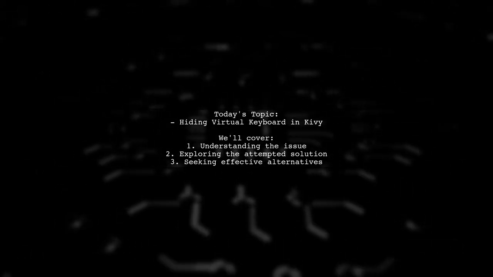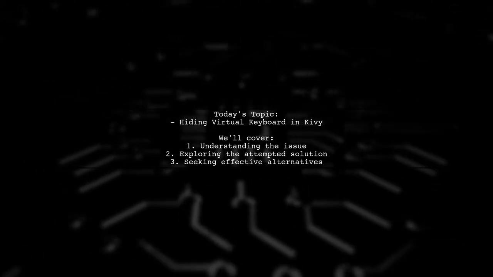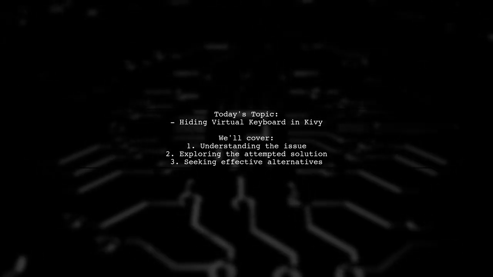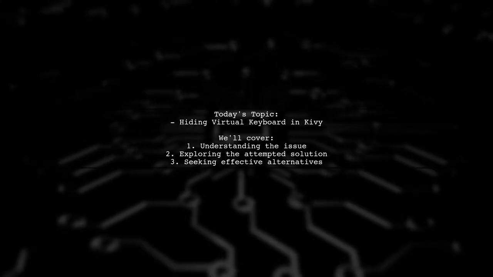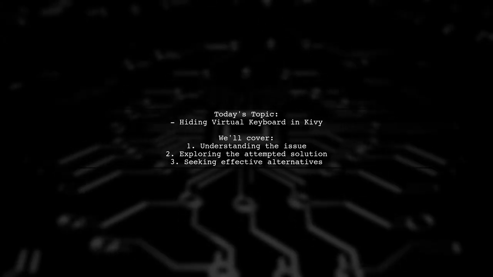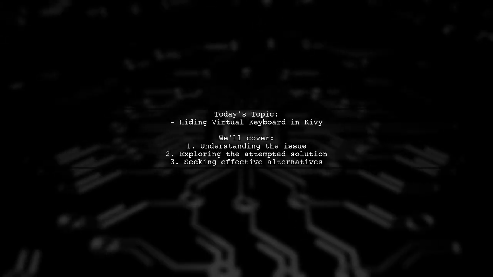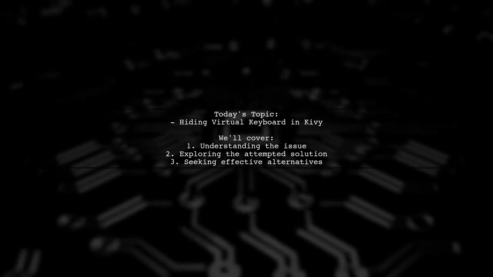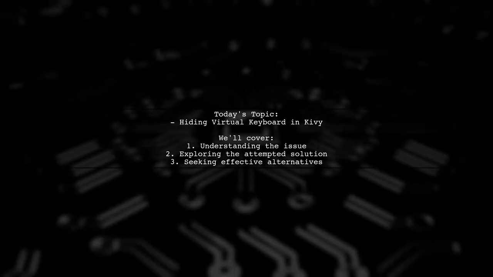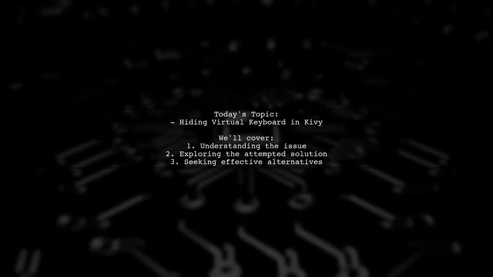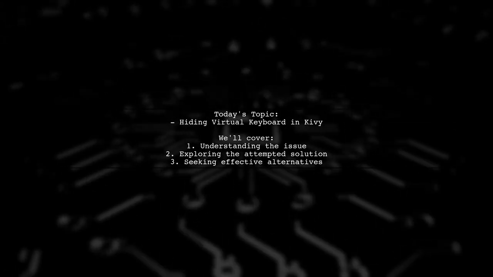Today, we're tackling a specific challenge that many developers encounter when creating graphical user interfaces. Our viewer is working with the Python Kivy framework and has run into an issue with the Text Input class. They want to know how to hide the virtual keyboard that pops up when the Text Input field is focused, especially since their application will primarily be used on a desktop PC with a physical keyboard and mouse.